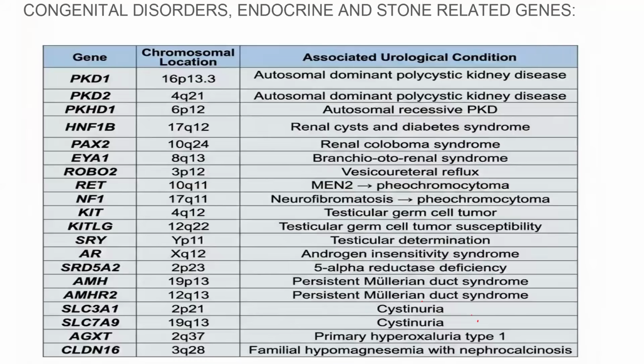Sir, we have a few genes on the congenital disorders and endocrine stone related, which we can just have. So PKD1 gene on 16. Can we get the slides? Yeah, it will be shared, no? Can we get this slide on the group, sir? Yeah, put those 3 4 important slides, you can put it on a group. Thank you, sir.